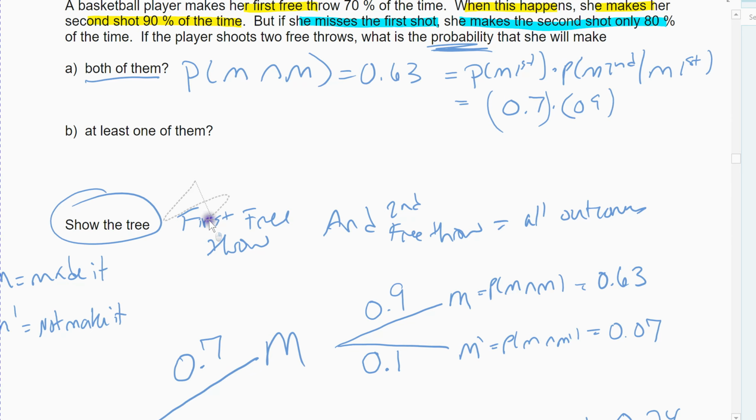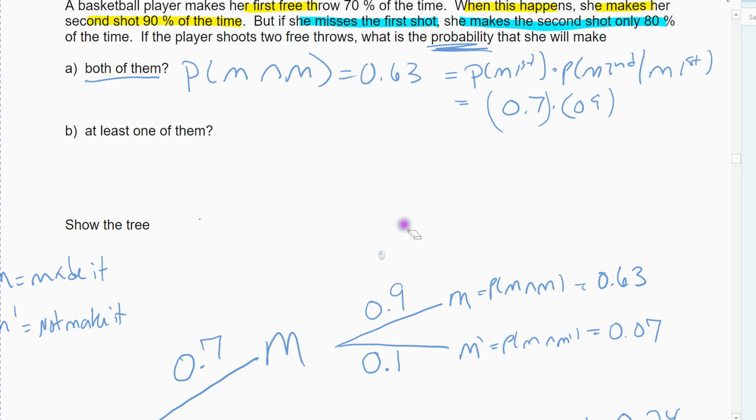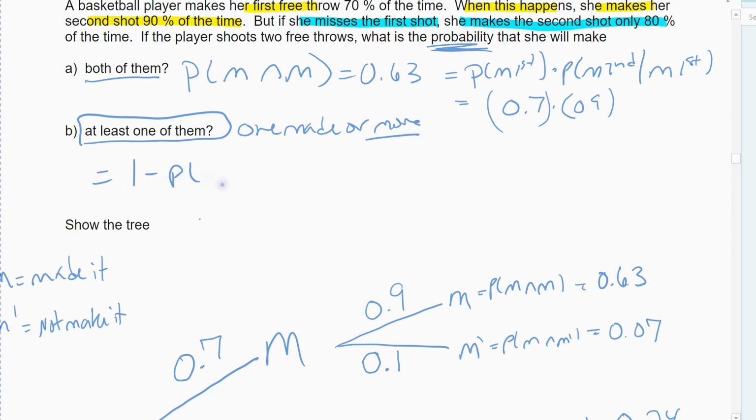Alright, the second case, which I'm going to give myself a little more room to write, is the probability she makes at least one of them. So at least one of them means one is made or more, which includes both of them being made. So you make one or more. There's two ways to do this. You could use the complement, which would be 1 minus the probability. Well, we want to get rid of the outcome where she's not making at least one. So that would be the outcome where she missed both.